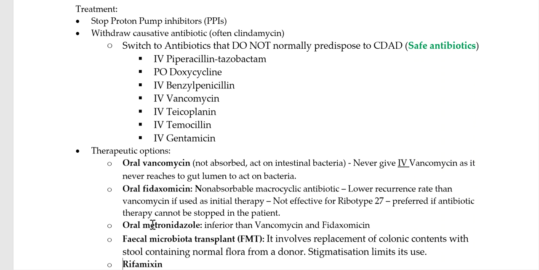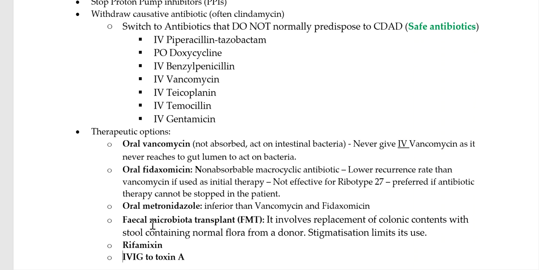And as a last resort, you can even use fecal microbiota transplant or FMT, which involves replacement of colonic contents with stool containing normal flora from a donor. But stigmatization limits its use. The newer agents like rifamycin and IV immunoglobulin to toxin A can also be tried.